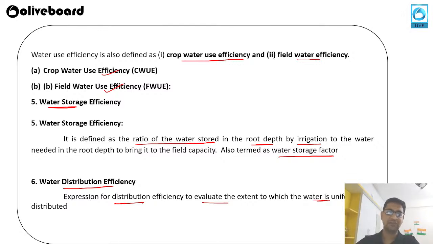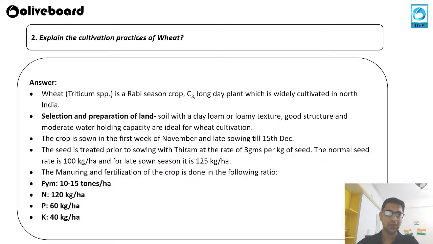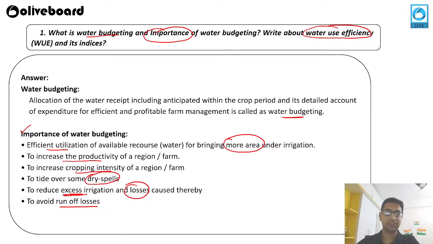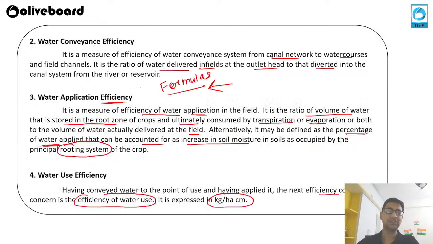That is why new systems are coming up: drip irrigation, sprinklers, and all these things. So this is all about what water budgeting is, what its importance is, and what the water use efficiency is. We have discussed various indices, through which we can understand how to properly utilize the water system.